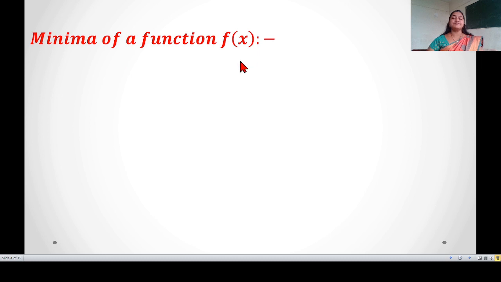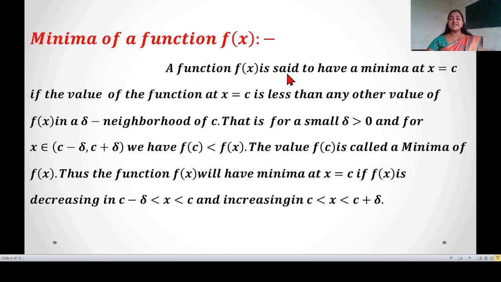Now next we see the minimum of a function f of x. A function f of x is said to have a minimum at x equal to c if the value of the function at x equal to c is less than any other value of f of x in a delta neighborhood of c, that is, for a small delta greater than 0 and for x belonging to the open interval (c minus delta, c plus delta), we have f of c less than f of x. Then the value of f of c is called the minimum of f of x.